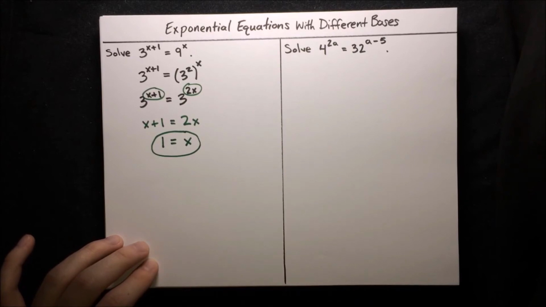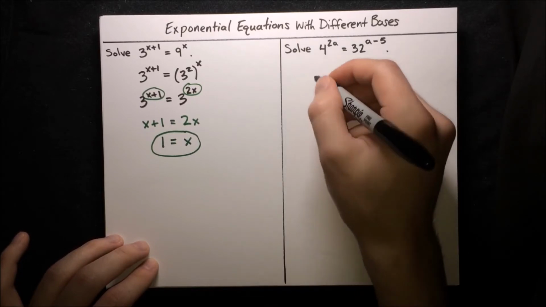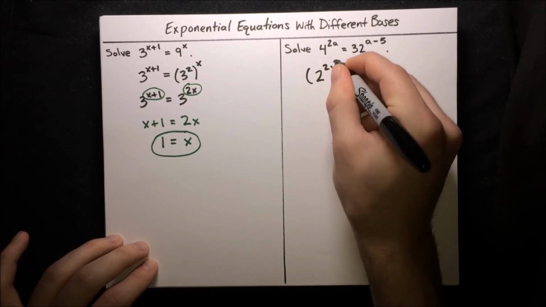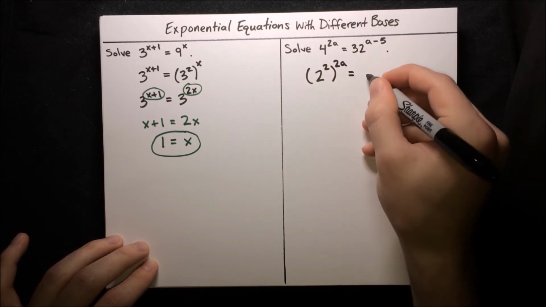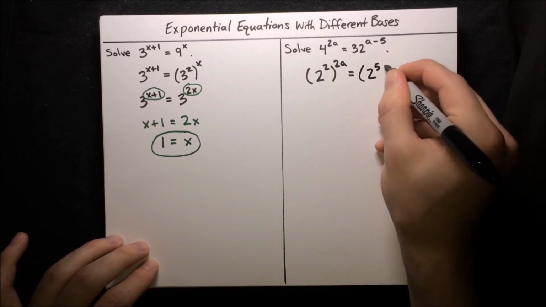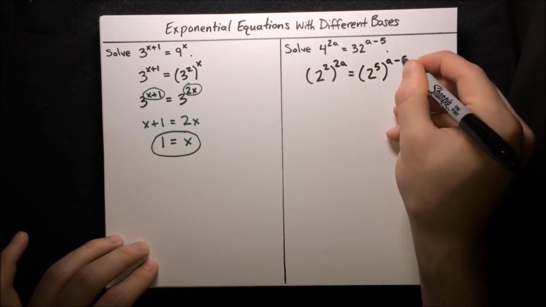We want to solve 4 to the 2a is equal to 32 to the a minus 5. So look at 4 and 32. We want to express those numbers as exponents of the same base. And hey, they're both powers of 2. 4 is 2 squared, so write it like that. 2 squared to the 2a is equal to 32, which is just 2 to the 5th. So 2 to the 5th to the a minus 5.